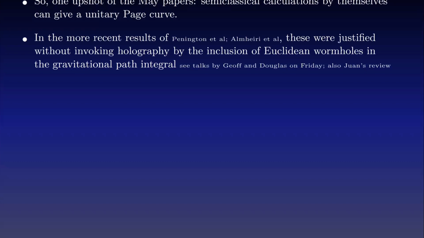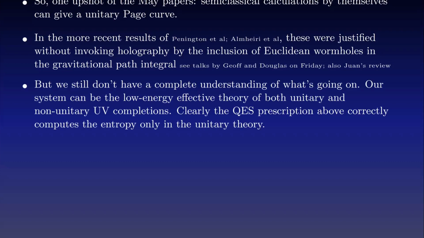And in the more recent results of what has become the East and West Coast papers, I believe that's the correct way of referring to them these days, these semi-classical calculations can be justified, at least in certain models, without invoking holography, instead using the Euclidean path integral, the gravitational path integral, and including Euclidean wormholes. And I believe there will be a lot of discussion on this on Friday. But we still don't have a complete understanding of what's going on.